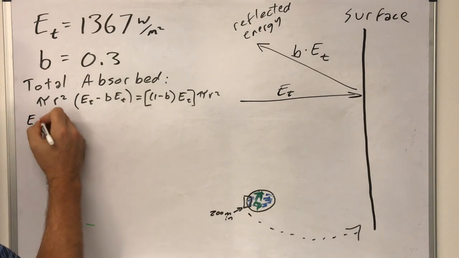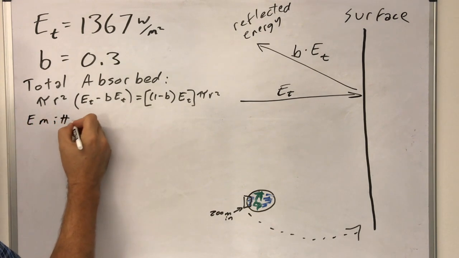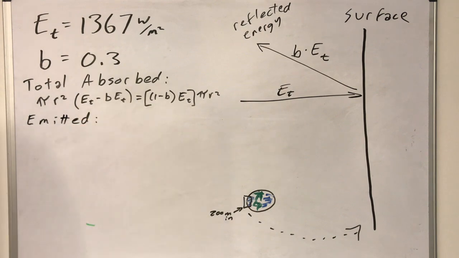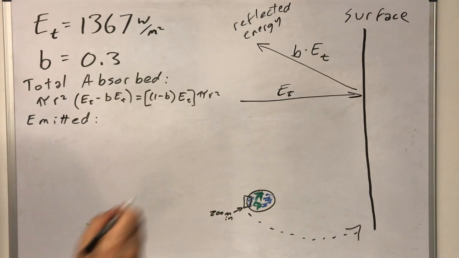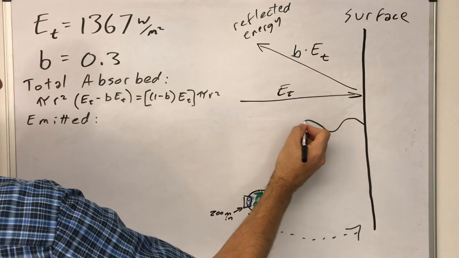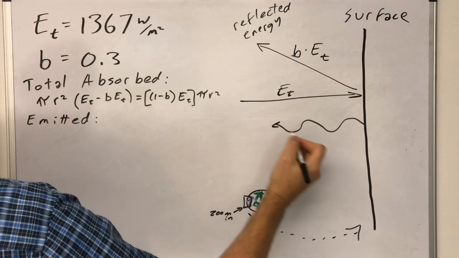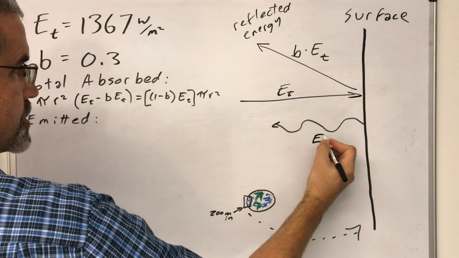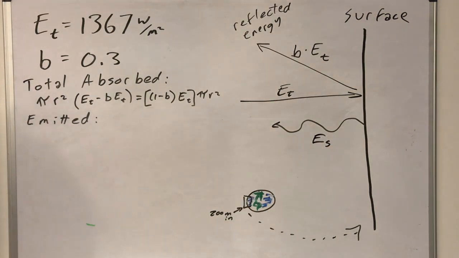Now, let's figure out emitted energy. Because it absorbs energy, the planet will warm up, and so it will then emit energy. We'll call that E sub s, and to be able to plug it into the Stefan-Boltzmann equation, that'll be the energy emitted per square meter of the surface. I'm drawing it as a squiggly line to clarify that it's long wave rather than short wave radiation.